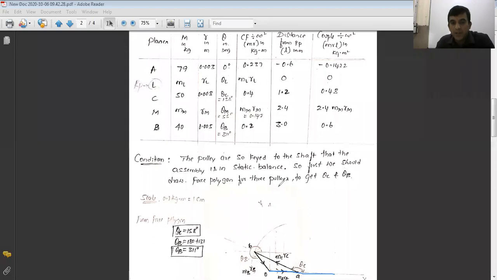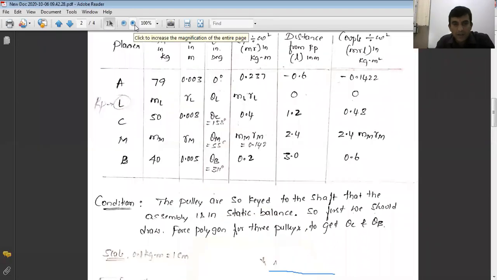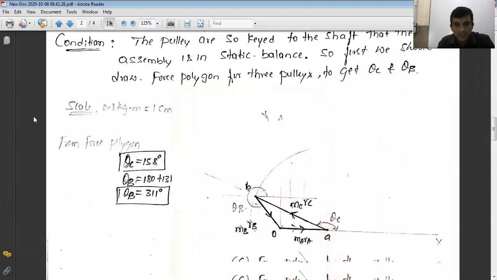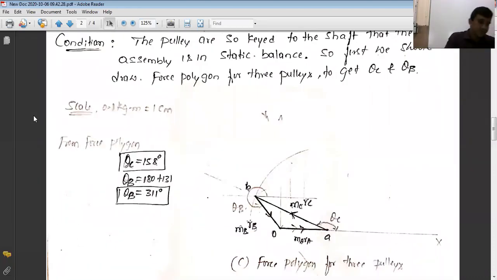Sir, meter, sir. Okay. I need both the values and this one. Okay, I'll take the note. Yeah, okay.